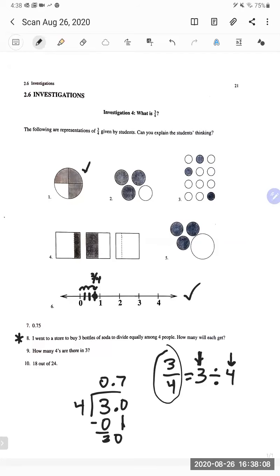Number 9, how many 4s are there in 3? Or in other words, how many times does 4 go into 3? Or in other words, what's 3 divided by 4? Number 10, 18 out of 24. That's kind of like this one was 9 out of 12, right? 18 out of 24, same idea.